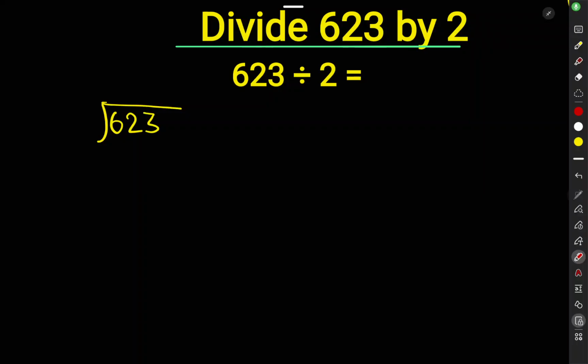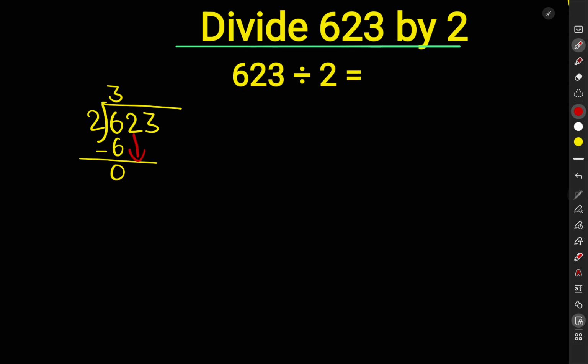Here we divide 623 by 2 in long division method. So 2 times 3 is 6. On subtracting we get 0.